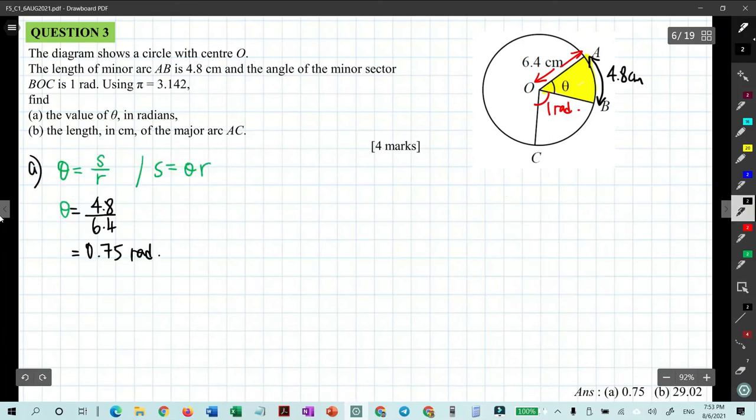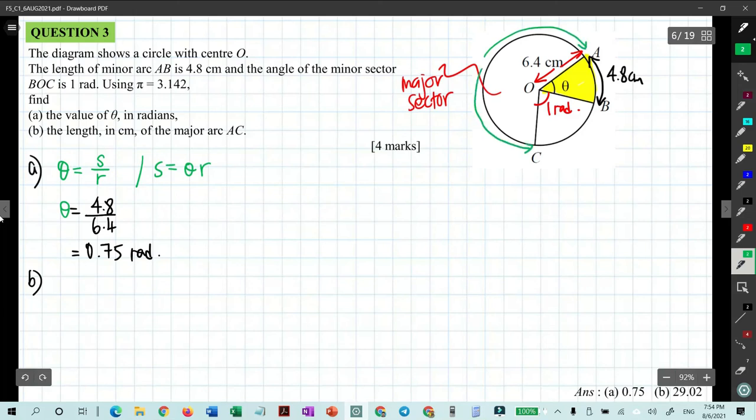Okay, now look at section B. The length in centimeter of the major arc AC. Okay, this is the major sector. This one is the major arc. So let me label this as S_AC. So if you want to find the length of the major arc AC, you need to find the angle at the center, or in other words, you have to find the angle AOC for the major sector.